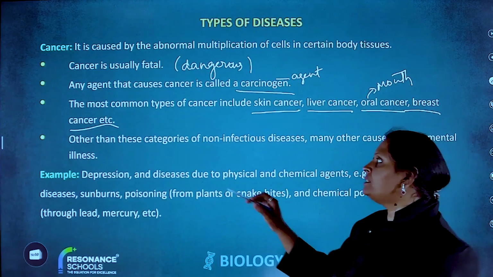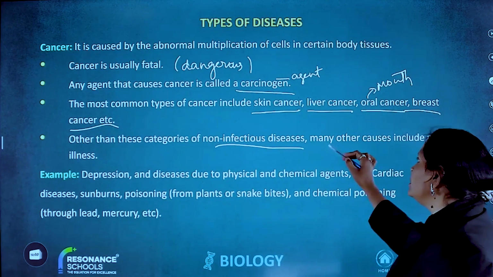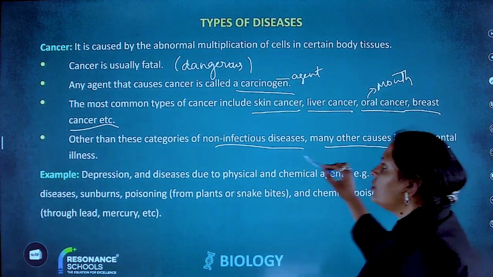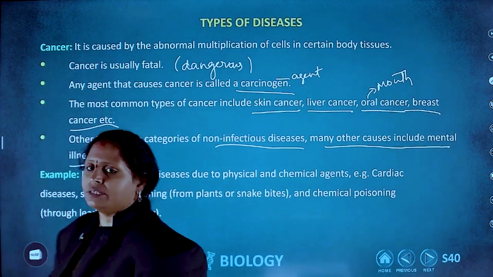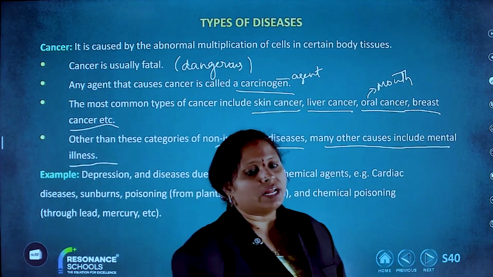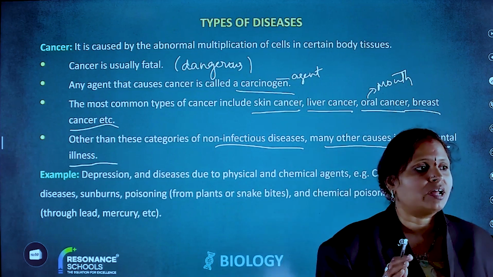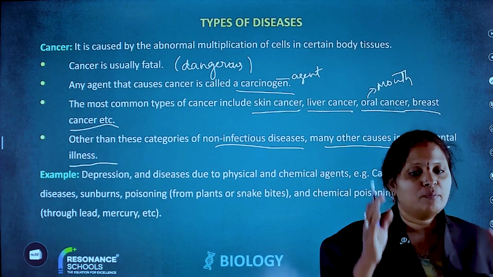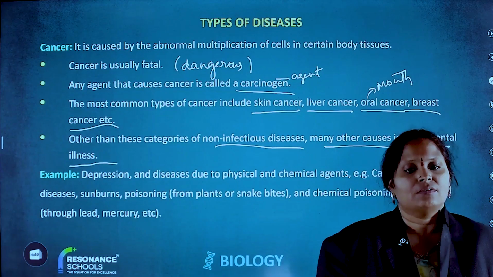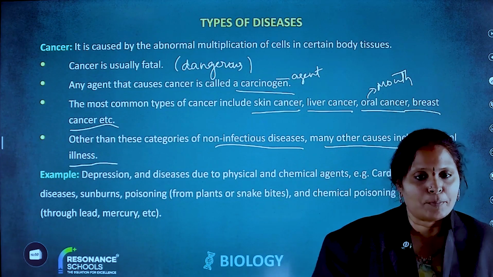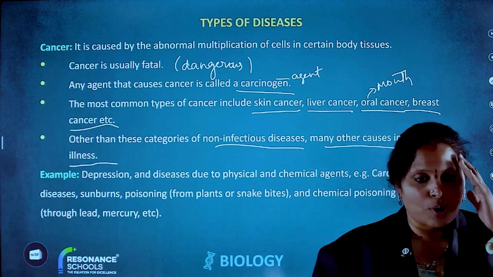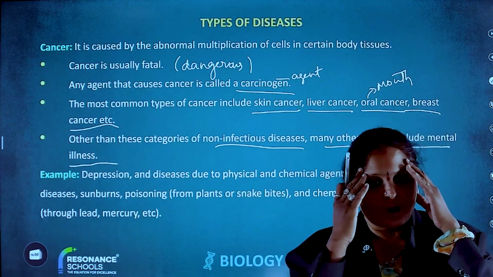Other than these categories of non-infectious diseases, many other causes include mental illness. You know mental illness. What is that? Don't think of Erragadda Mental Hospital, children. Mental illness means, if there is any problem in the brain, then we call it mental illness.